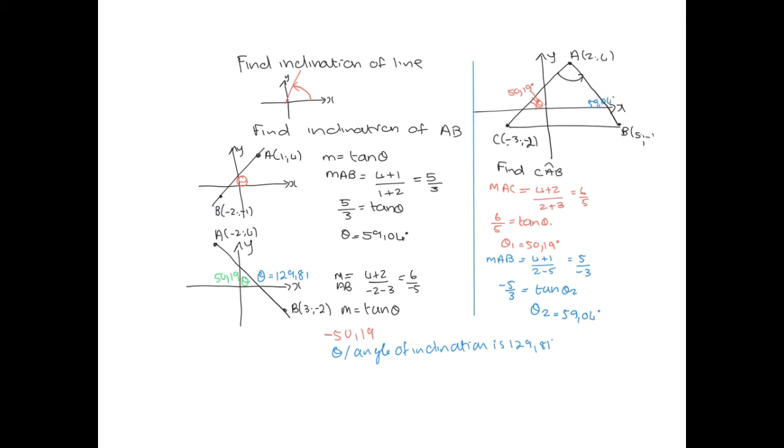Okay, so this over here is 59,04 degrees. And therefore, angle CAB is equal to 180 degrees minus 59,04 minus 50,19. So it's 180 minus 59.04 minus 50.19, and you get 70,77 degrees. And that always works.